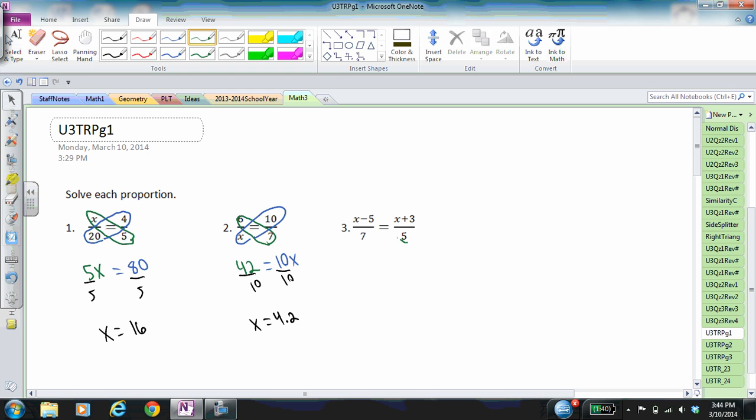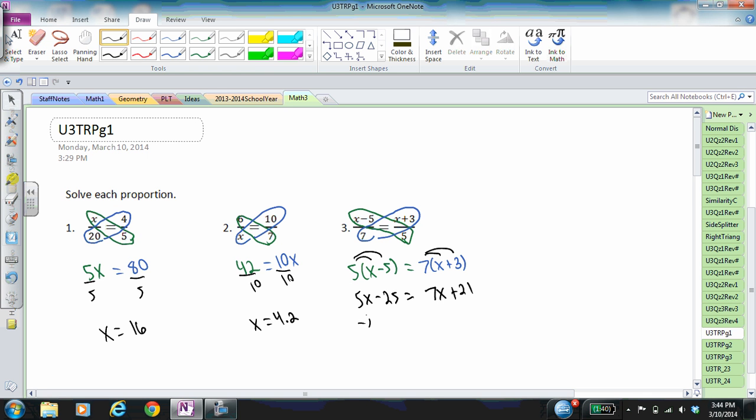Then I cross multiply here. And I have to be careful because I'm multiplying 5 by the entire expression x minus 5. And on the other side, I'm multiplying 7 by the entire expression x plus 3. So this is going to be some fun math using the distributive property. 5x minus 25 equals, distributive property again, 7x plus 21.